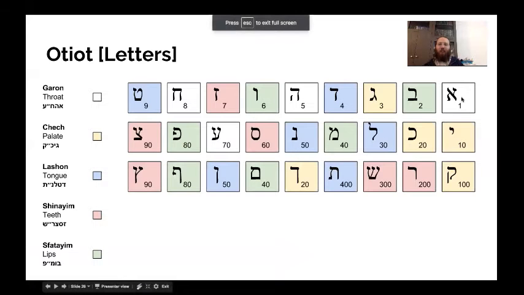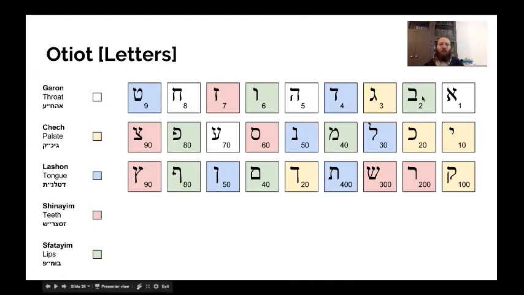So we've got Aleph, Bet, Gimel, Daled, Hey, Vav, Zayin, Chet, Tet, Yud, Kaf, Lamed, Mem, Nun, Samech, Ain, Pei, Tzadi, Kuf, Reish, Shin, Taf. And these are ending letters: Chaf Sofit, Mem Sofit, Nun Sofit, Pei Sofit, and Tzadi Sofit. So these are all the different Hebrew letters. And underneath them, you have the numerology of each letter.